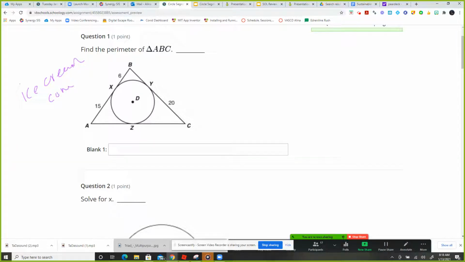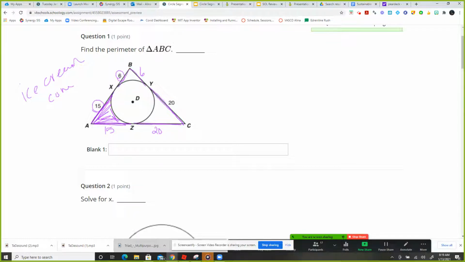If I know BX is 6, what other thing is 6? Would it be 15? So BY is going to be 6 as well. If I knew XA is 15, what's the other side of that ice cream cone? So if AX is 15, then AZ is also 15. These are like the same ice cream cone. So if the left side is 15, the right side is 15. And then same thing over here. If YC is 20, then ZC should also be 20.